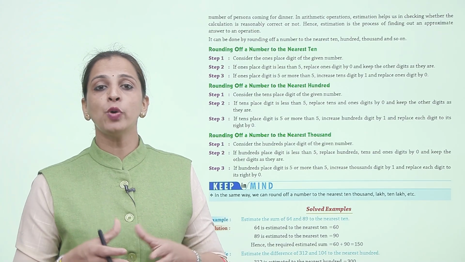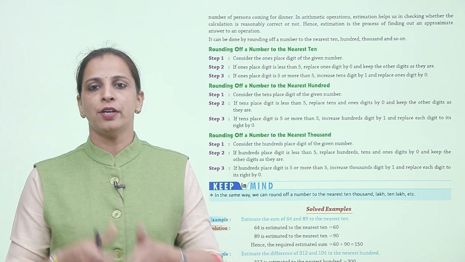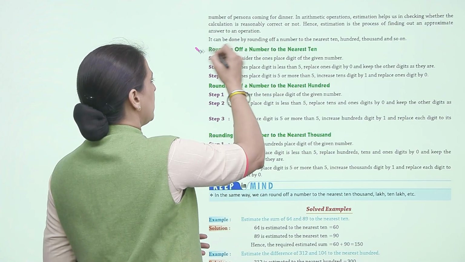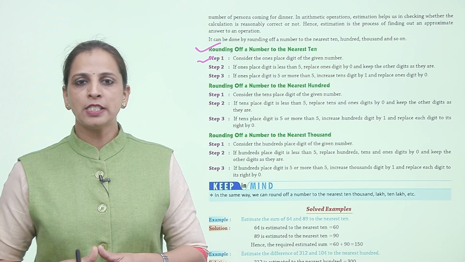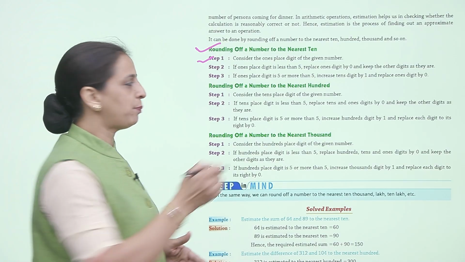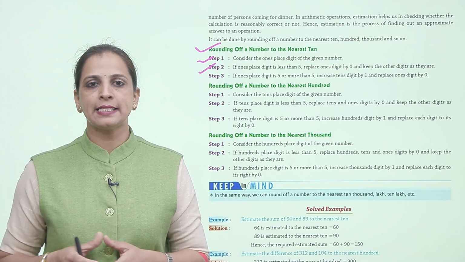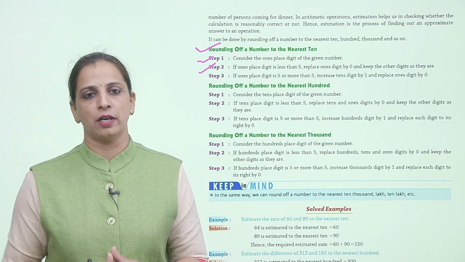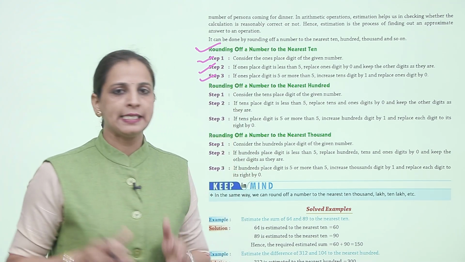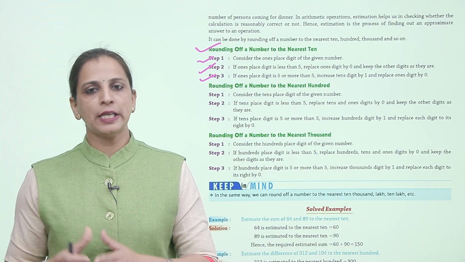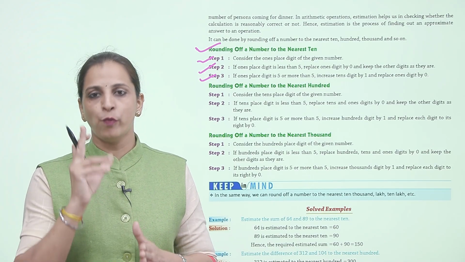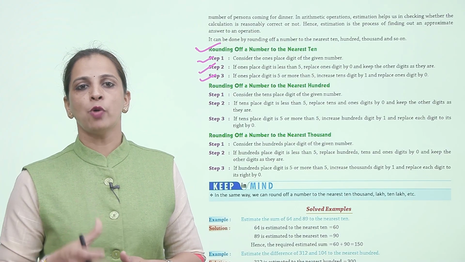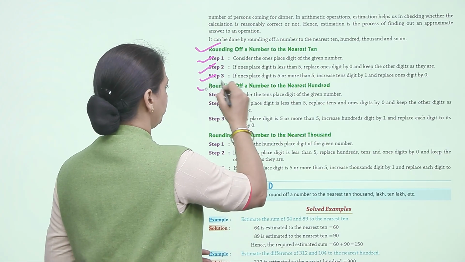It can be done by rounding off a number to the nearest 10, 100, thousands and so on. Now, rounding off a number to the nearest 10. Step 1. Consider the ones place digit of the given number. Step 2. If ones place digit is less than 5, replace ones place by 0 and keep the other digits as they are. Step 3. If ones place digit is 5 or more than 5, increase tens digit by 1 and replace ones digit by 0.